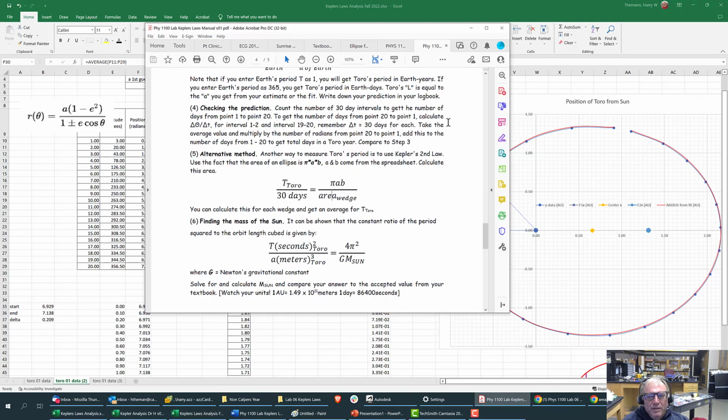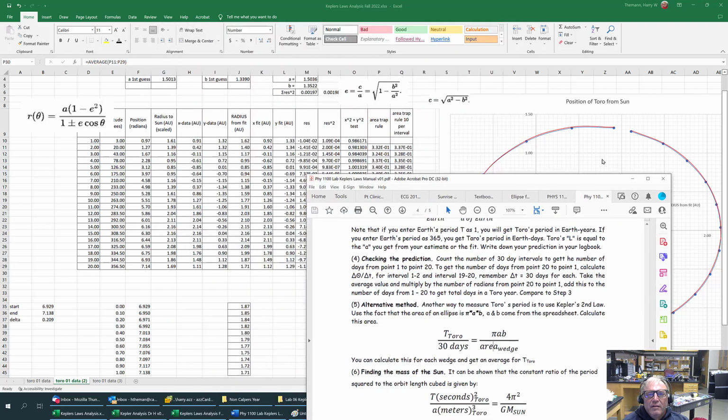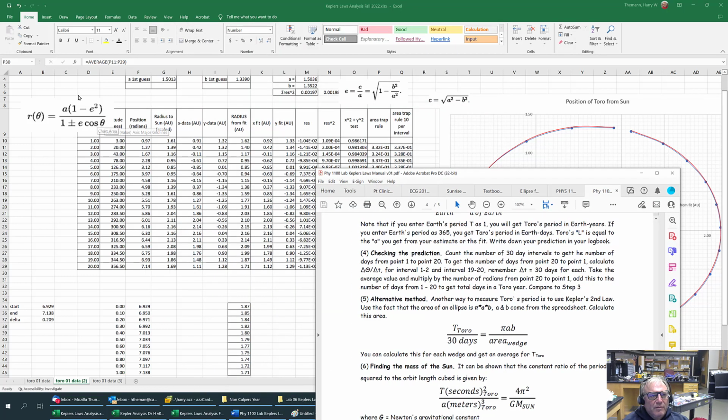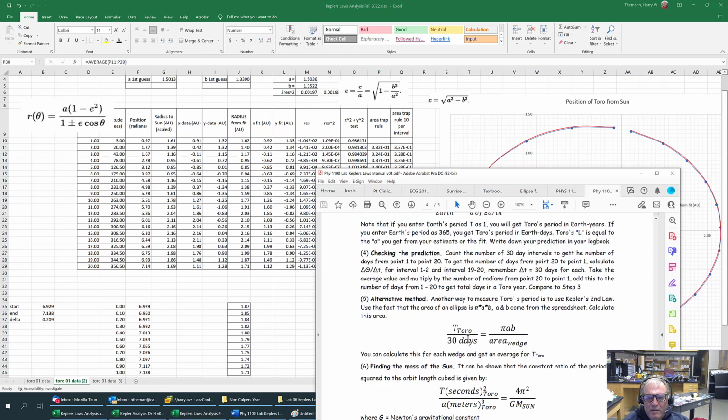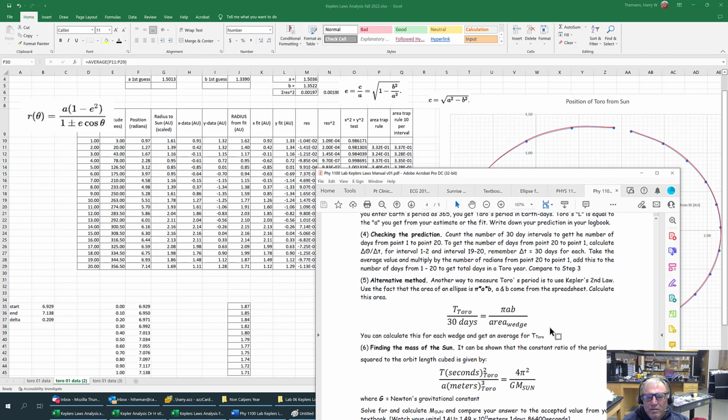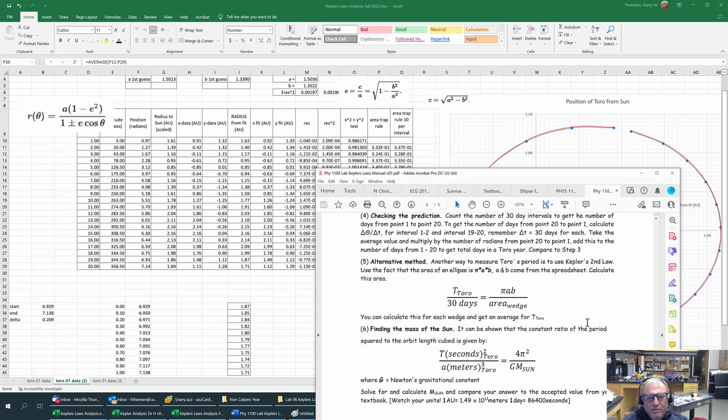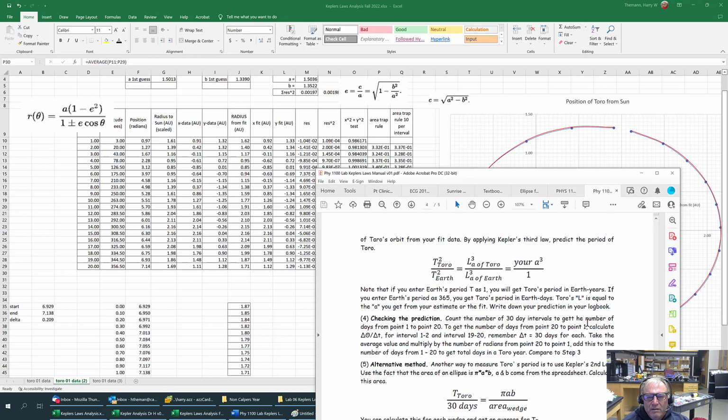And you know A and B. That's in your fit parameter table up here, right? There's your A and B. Then you just make the total pi AB divided by the average value of the area of wedge, multiply it by 30, and you get the period of Toro. So now you can compare that to 3 and 4.